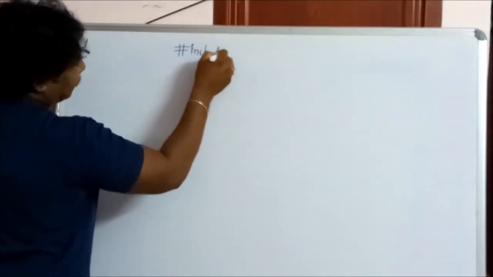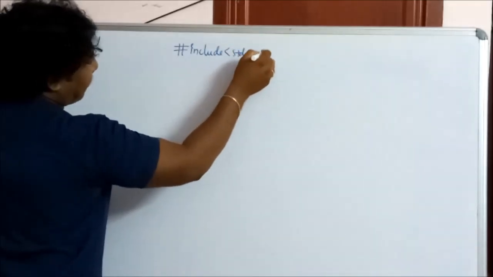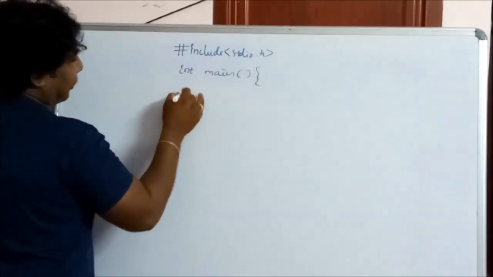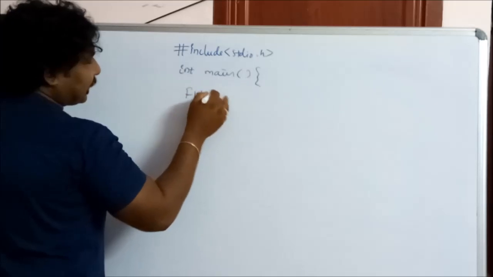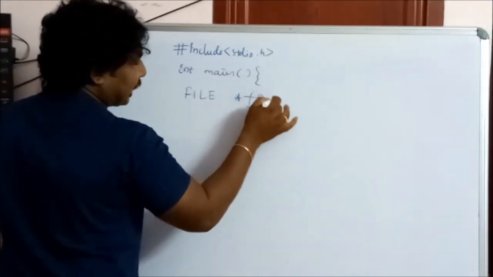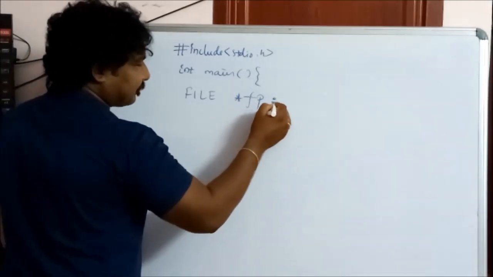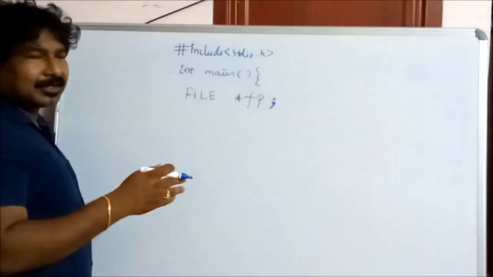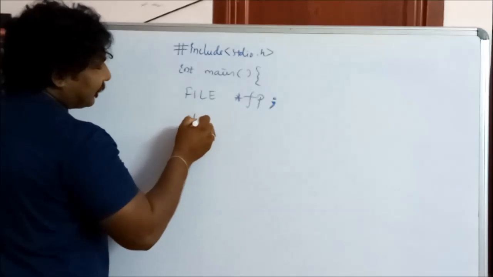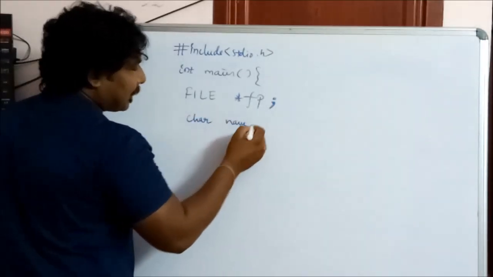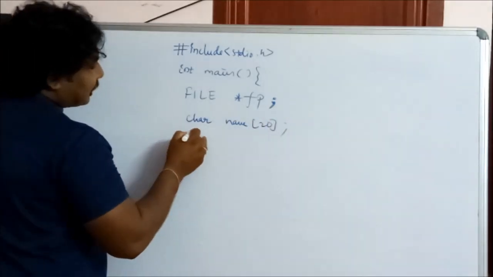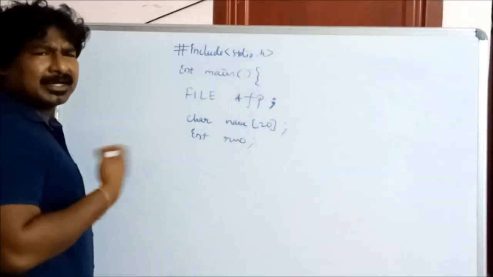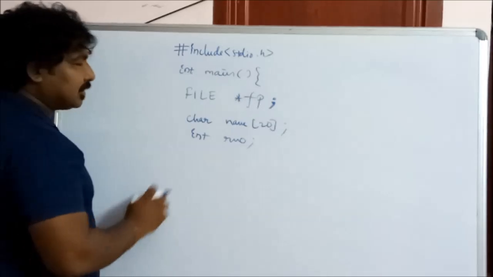So, hash include. Here we are declaring FILE star fp. Now I want to input values into that particular file. For that you can take a char name with the size 20 and an int roll number. Friends, I just want to enter these two things, my name and roll number, into the file. So I have taken these two variables. Now I will open my file.